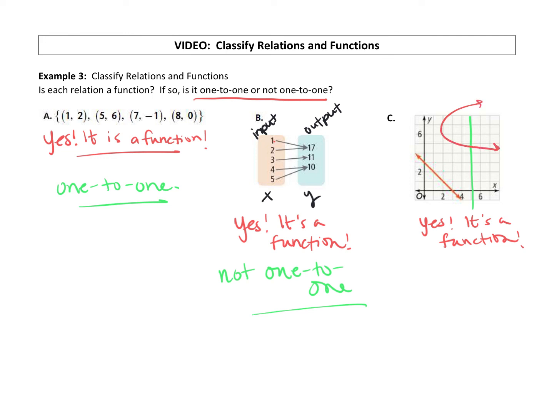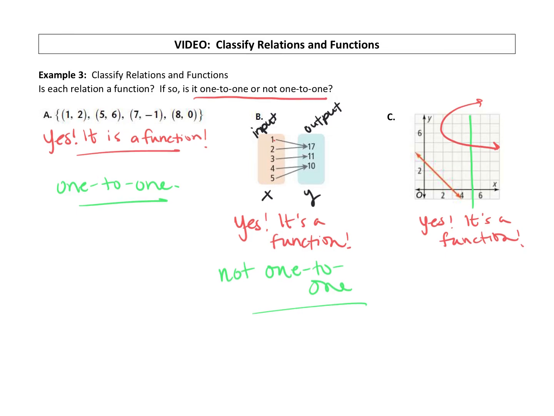Now, if I take that vertical line, see how anytime I pass it over that new red one I drew in, if it crosses it more than once, so here we can see we're crossing here and here, that does not pass the vertical line test. That would not be a function. All right, so because it is a function, is it one-to-one? It is one-to-one. Every line will be a one-to-one function.